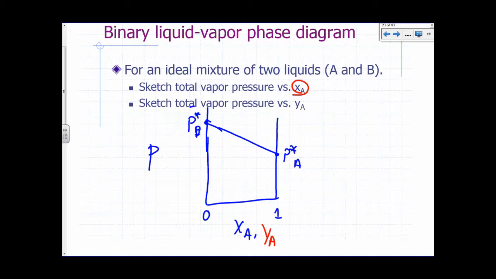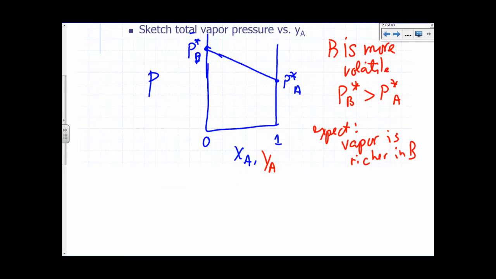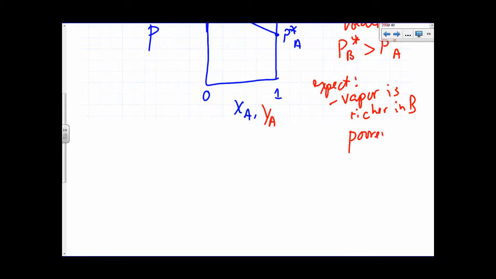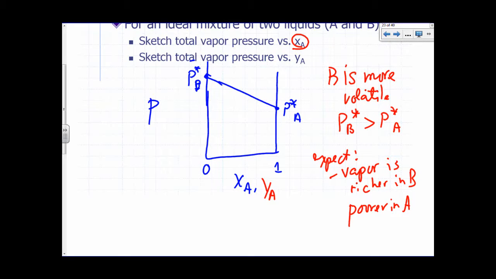Well, let's look at this one. We can see that in this diagram, B is more volatile, right? Because P star B is higher than P star A. So we expect the vapor is richer in B than the corresponding liquid, and similarly you can say that it's poorer in A. So at this particular pressure right here, you would expect that the corresponding y sub A would be over here to the left. It's poorer in A. Remember, it's richer in A here. So it's going to be poorer in A in the vapor. And so this is what you'll get.